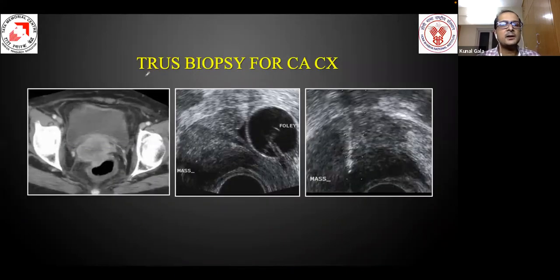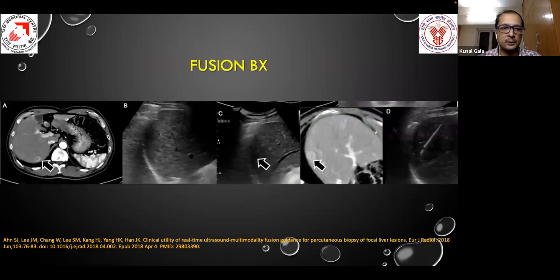So transrectal is not only useful for doing a prostate biopsy, but also useful for a cervical biopsy in a patient who has recurrent disease. So this was a patient who has a recurrent cervical mass, and the transrectal biopsy for the vaginal wall lesion can also be done. So this is for a biopsy, and just a simple 3-core approach is sufficient for the cervix.